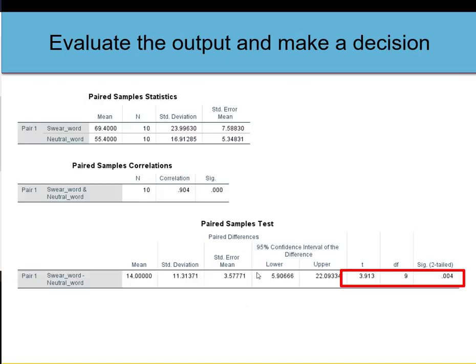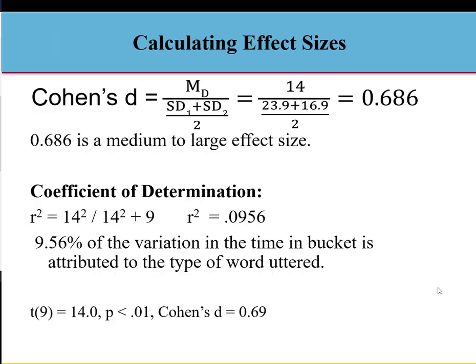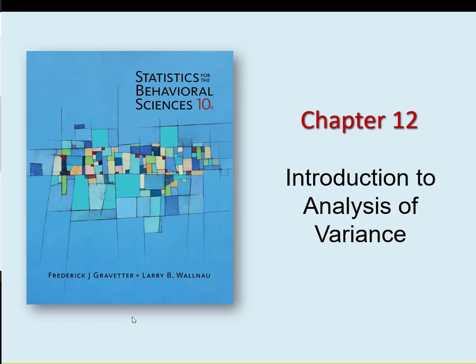And since my p-value was 0.004, I could have done it as p is equal to 0.004, but I just chose to do it as less than 0.01, and that's fine. Okay, let's move on to Chapter 12, Introduction to the Analysis of Variance.